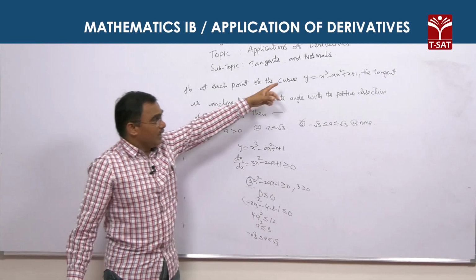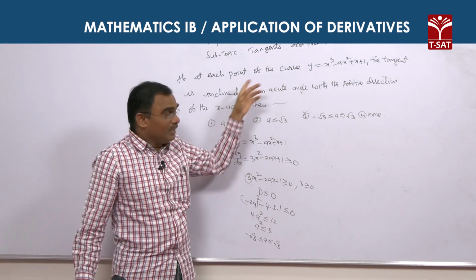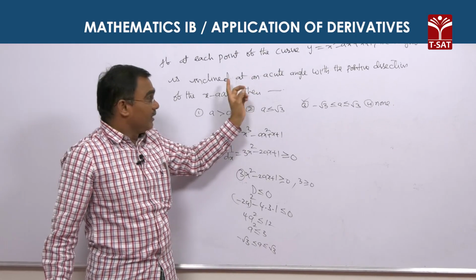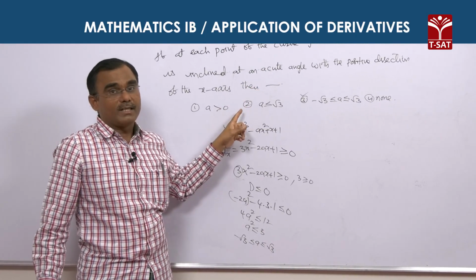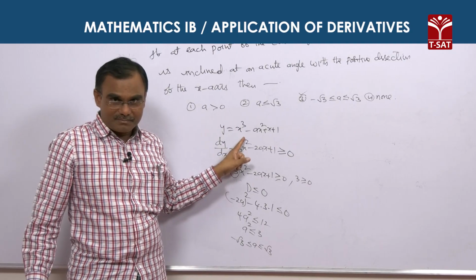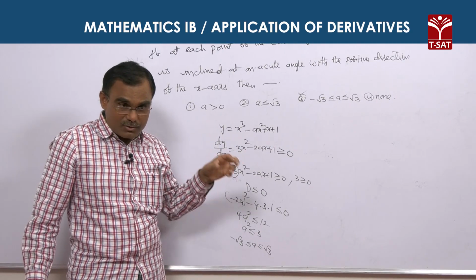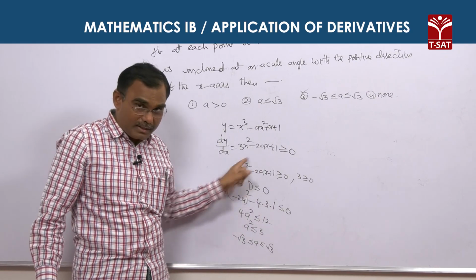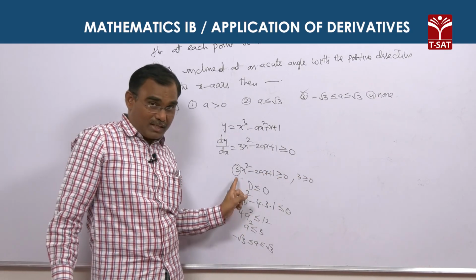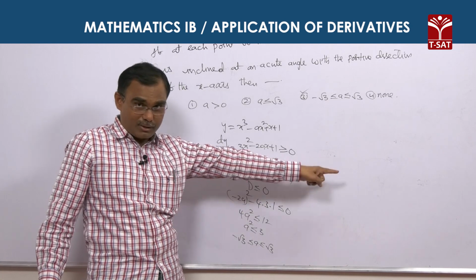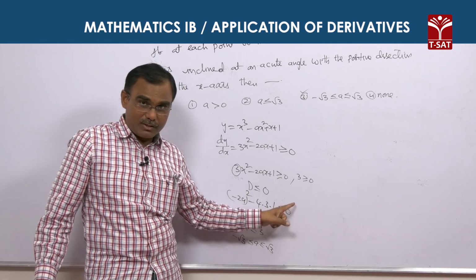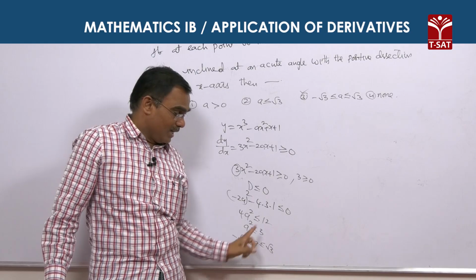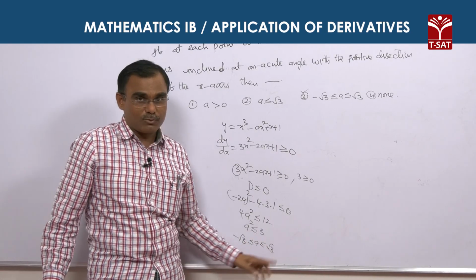If at each point of the curve the tangent is inclined at an acute angle, what is the condition? For the given curve, the tangent being inclined at an acute angle to the x-axis means the slope is positive. We get a quadratic expression which is positive, with the x^2 coefficient also positive, so the discriminant is negative. Simplifying, we get a lies between -root 3 and +root 3.